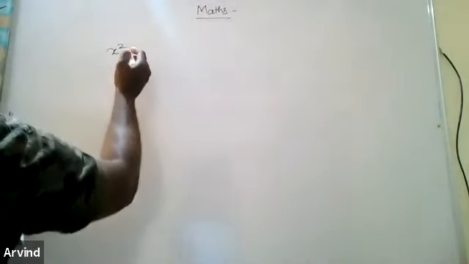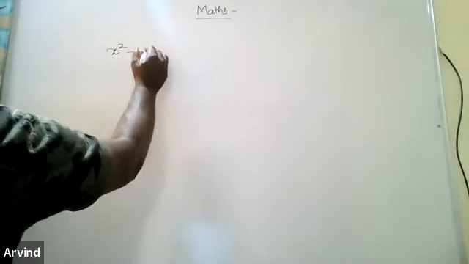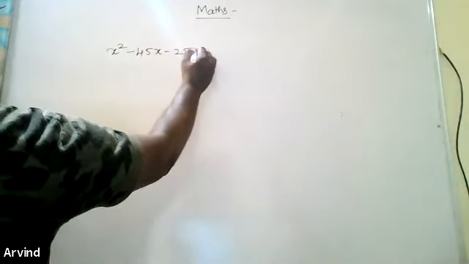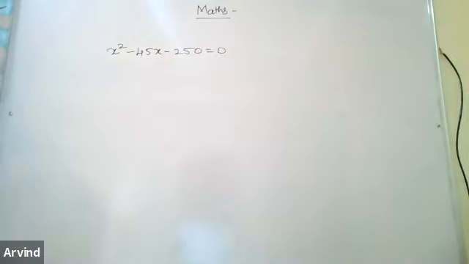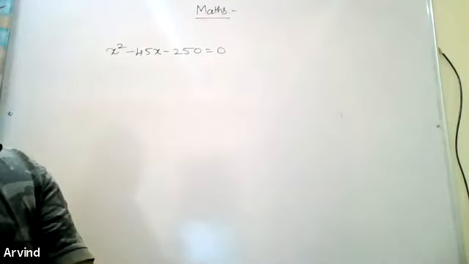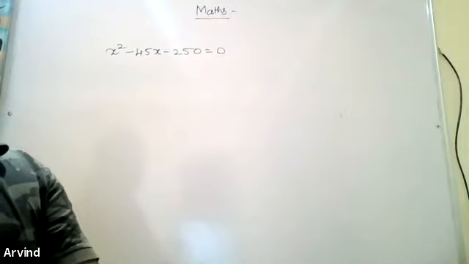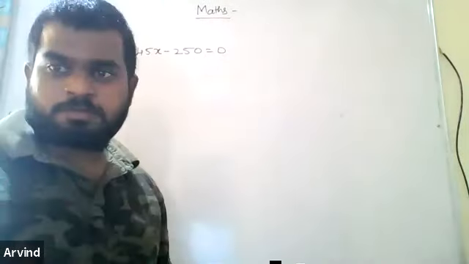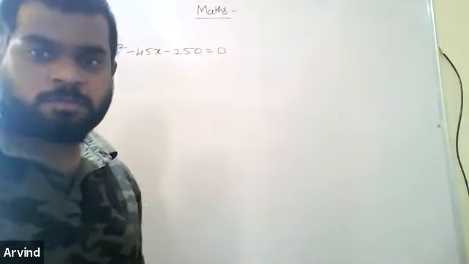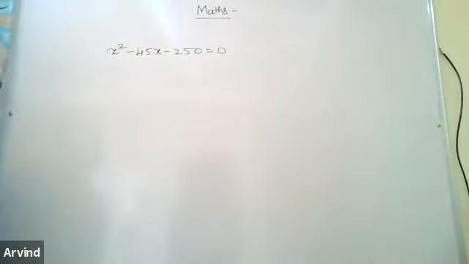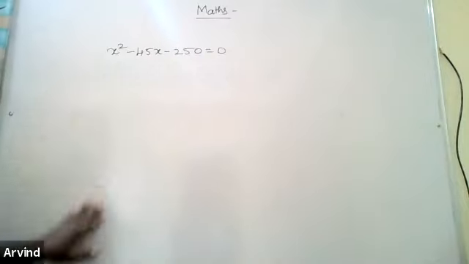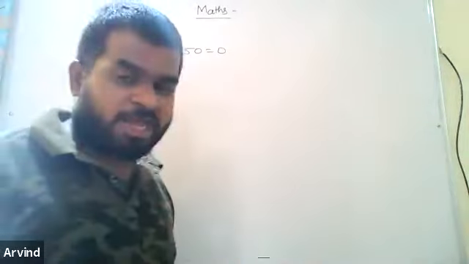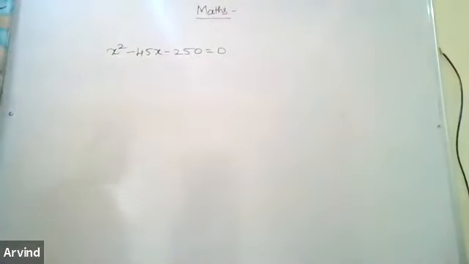Do this. x square minus 45x minus 250 equal to 0. Try it out. Do the complete problem. Find the value of x. ಎರಡು value of x ಬರುತ್ತೆ. Try it out. If you're not getting it, don't worry. We'll solve it together. Okay.